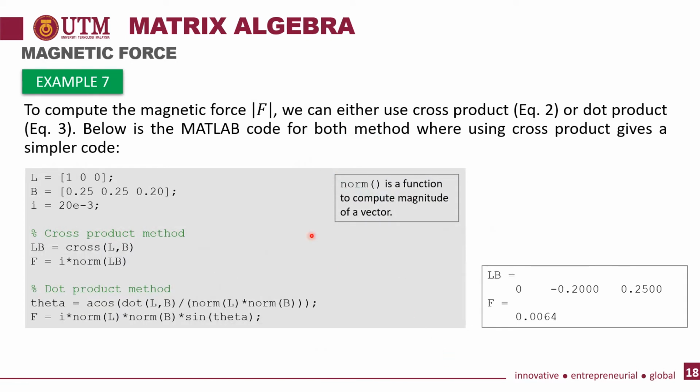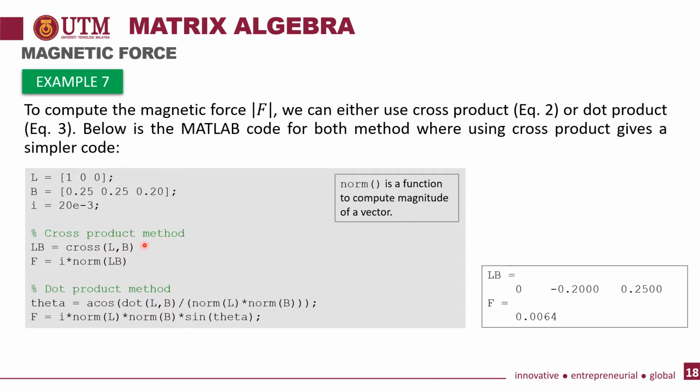Alright, so to compute the magnetic force F, we can either use the cross product, equation number 2, or the dot product, equation number 3. Below is the MATLAB code for both methods, where using the cross product gives simpler code. So basically, when you want to get the force of magnetic fields, you can use the cross product, and using it is simpler than using the dot product. You can see here the values of L, B, and I that have been initialized. Then the first option is using the cross product.